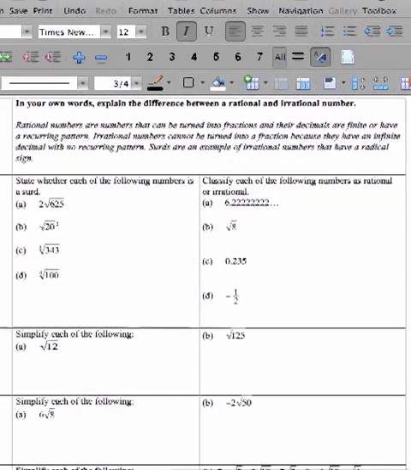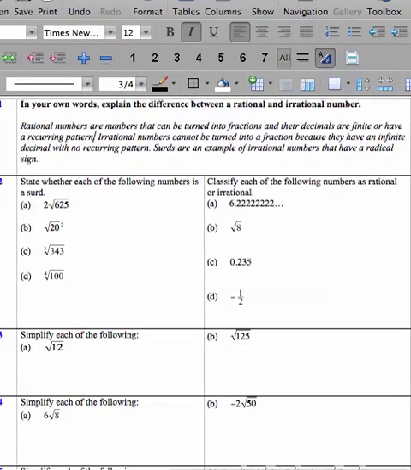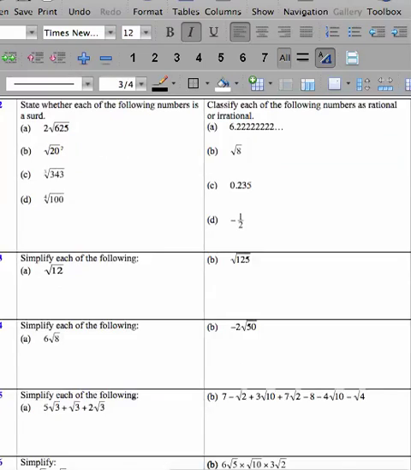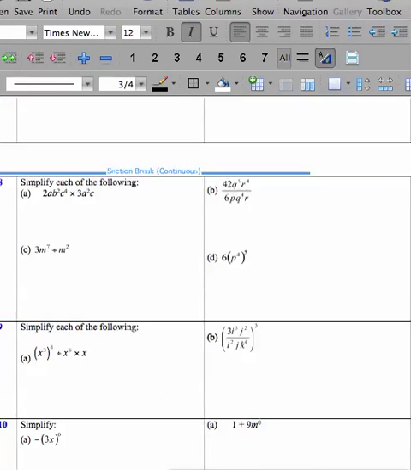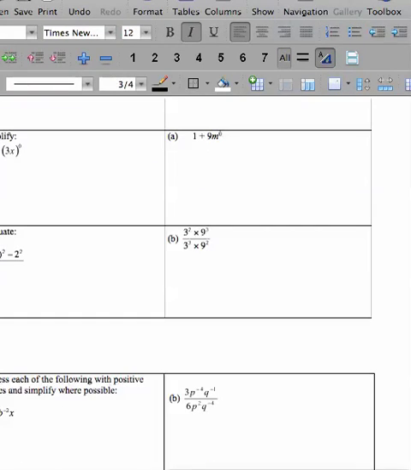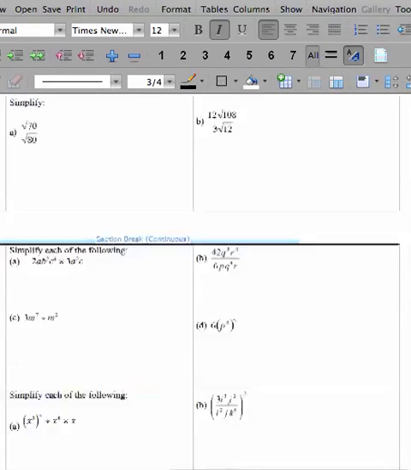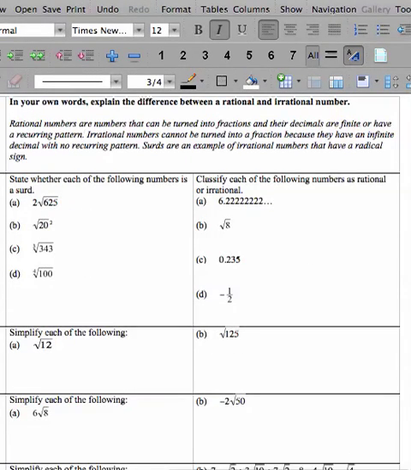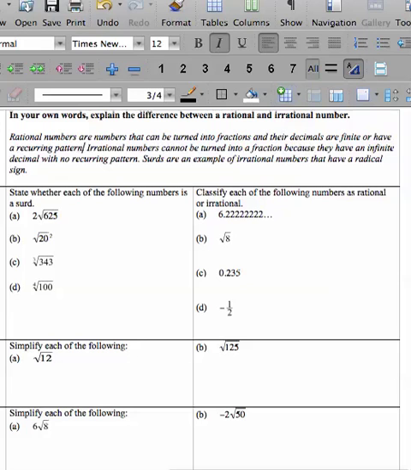Hi, this session will be on test corrections on the test you had on surds and index laws. It's a test similar to this one. It may be a bit different, but most of the questions are the same as the test that you had. Now, the first question asks us to explain the difference between rational and irrational numbers.